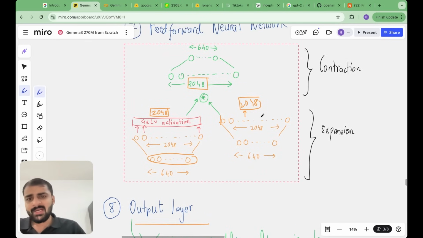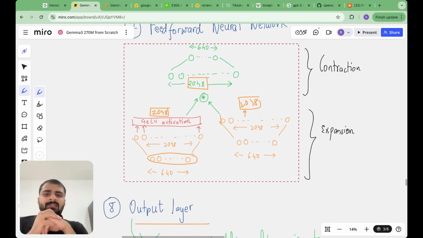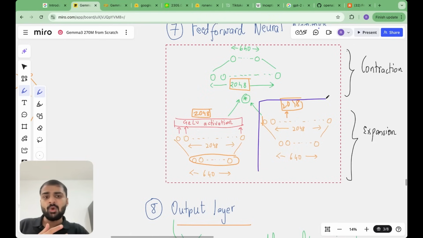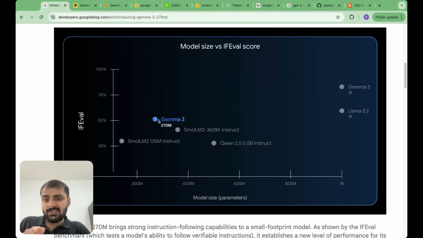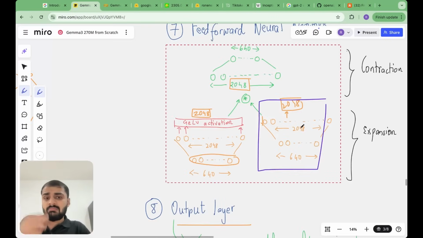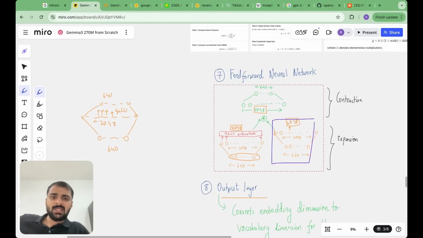Now, if you ask why they did something like this, it's the architectural design which they implemented. Probably they figured out that this will make the expansion contraction block more expressive, right? This definitely adds more parameters over here, and they were optimizing the parameters. Remember, they always intended to have this model as small as possible, but here they chose to increase the number of parameters. They chose to add one more neural network over here, and this was across 18 transformer blocks, so that increased the number of parameters.